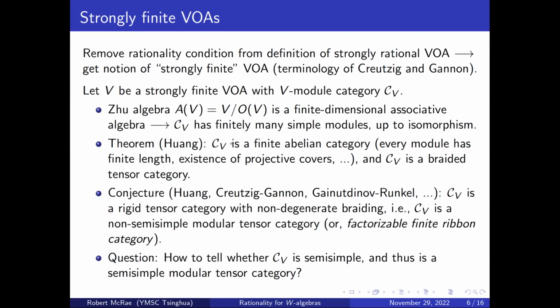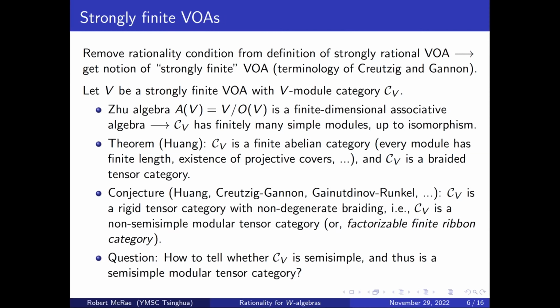In fact, we can say more. Huang proved that the category of modules is a finite abelian category. So not only are there finitely many simple modules, but every not necessarily simple module has finite length. Every simple module has a projective cover, and so on. And also, this category has the structure of a braided tensor category.